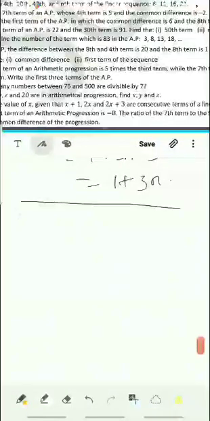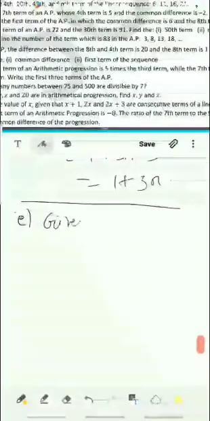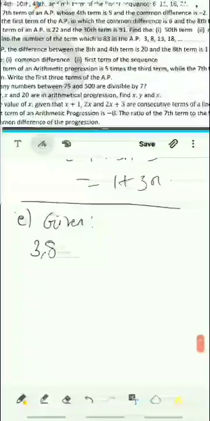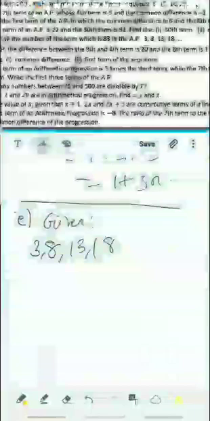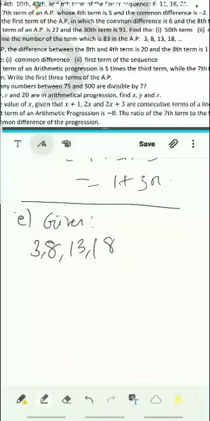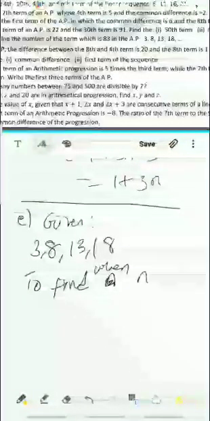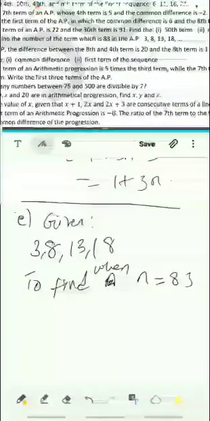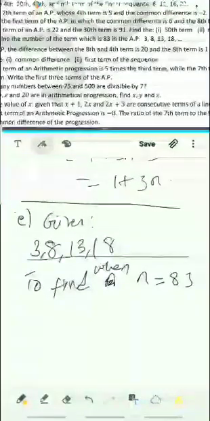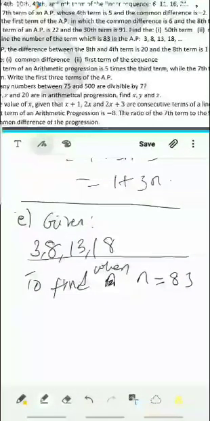So, okay, look at this. Number E, we are given a particular AP: 3, 8, 13, and 18. Okay, and then they now ask you to find which of these terms, when the term is equal to 83, which term inside this sequence is going to be 83. Is it the first term? Definitely can't be the first term. The first term is 3. Is it the 20th term? Is it the 14th term? Is it the 100th term? Which term does it occur?